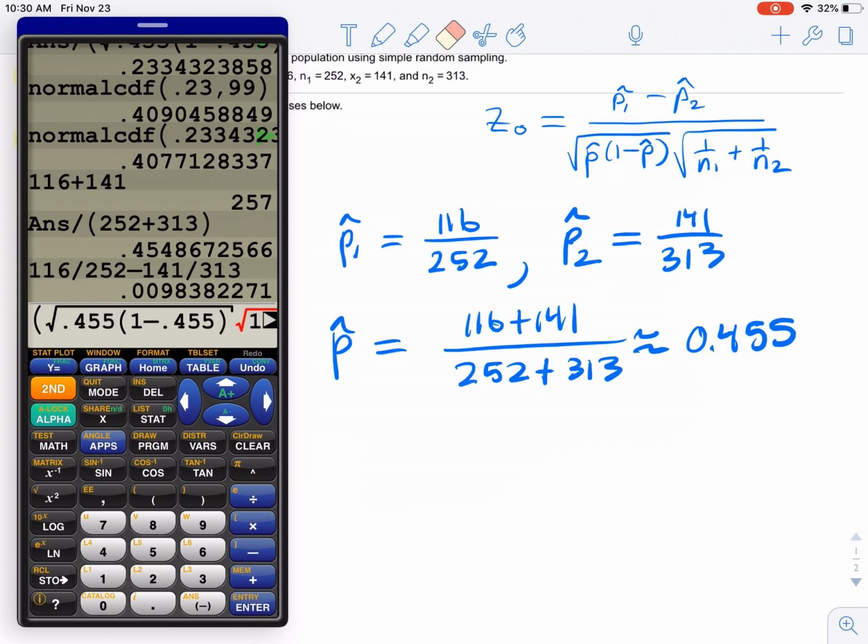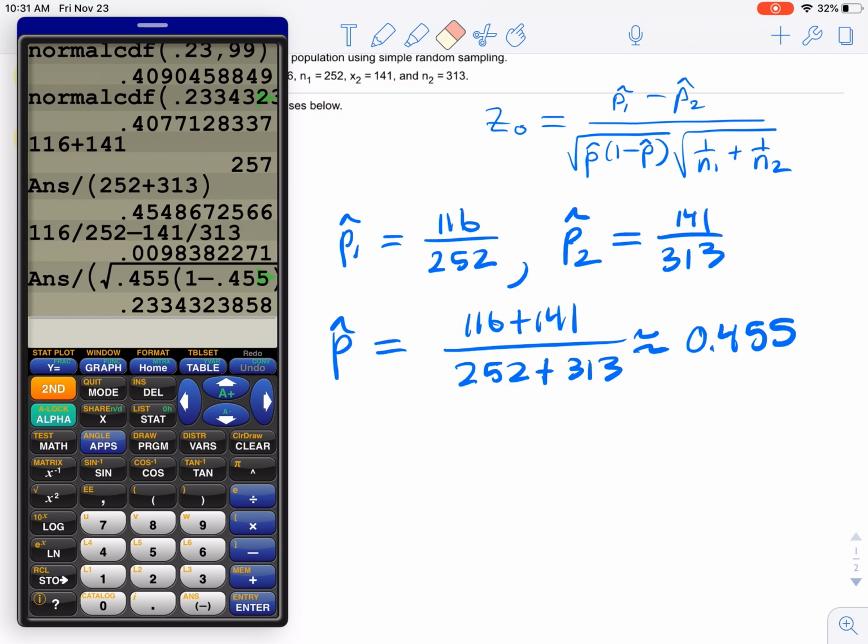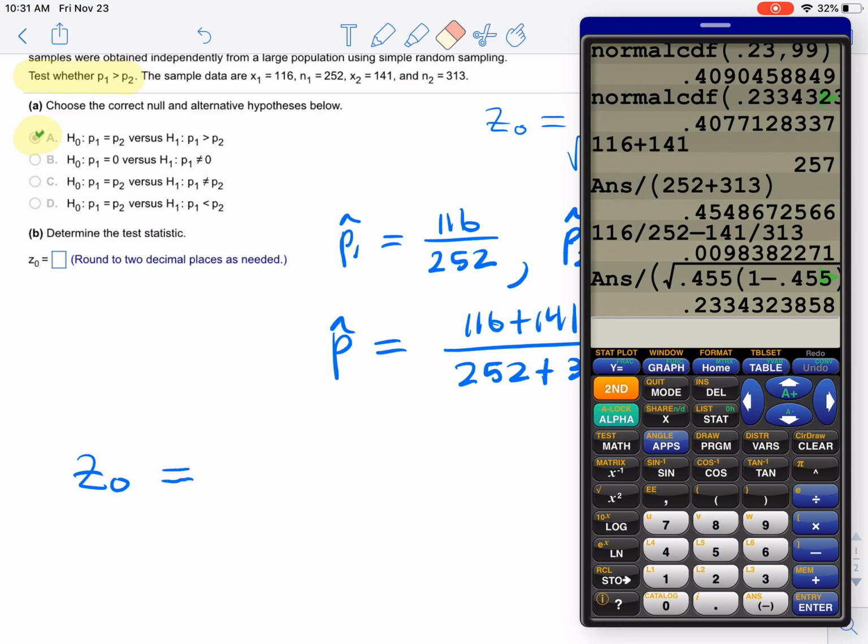So now you'll do 1 divided by 252 plus 1 divided by 313. You have got to be careful where your ending parentheses goes. I'll go to the right and put an ending parentheses there to end this parentheses, so those parentheses go together. Press enter and I get a test statistic of 0.23. Now that's the rounded answer, rounded to 2 decimals. But the exact answer is there, 0.2333423.